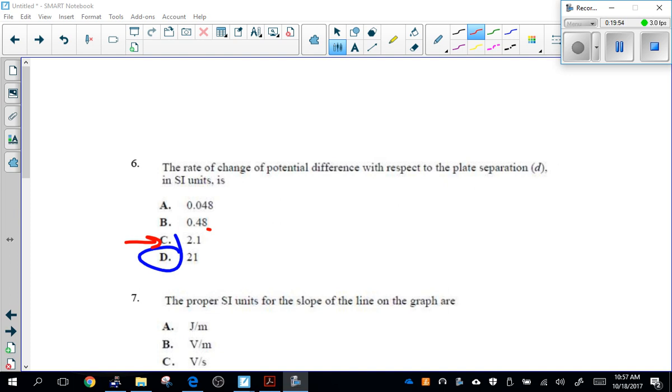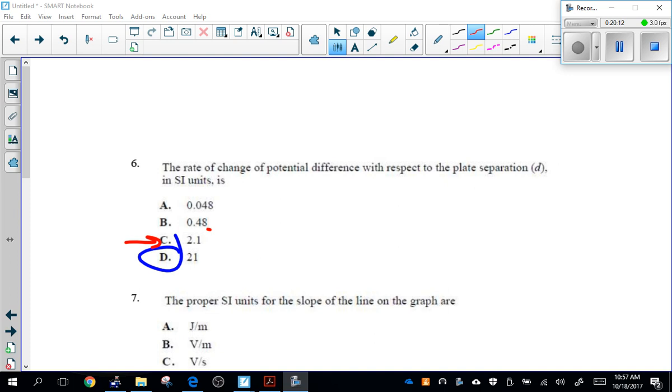SI stands for, it's French. It's French for international system. Système international. There, I did it. Is that okay? Système international. It's the metric system, right?